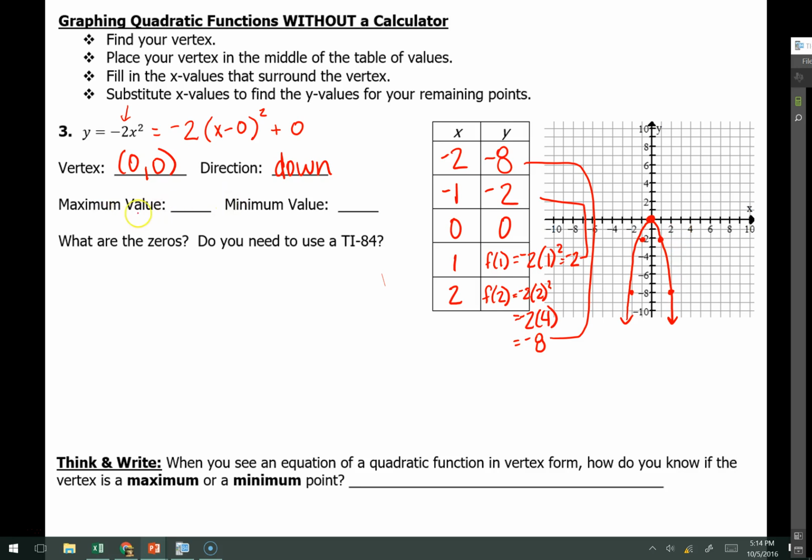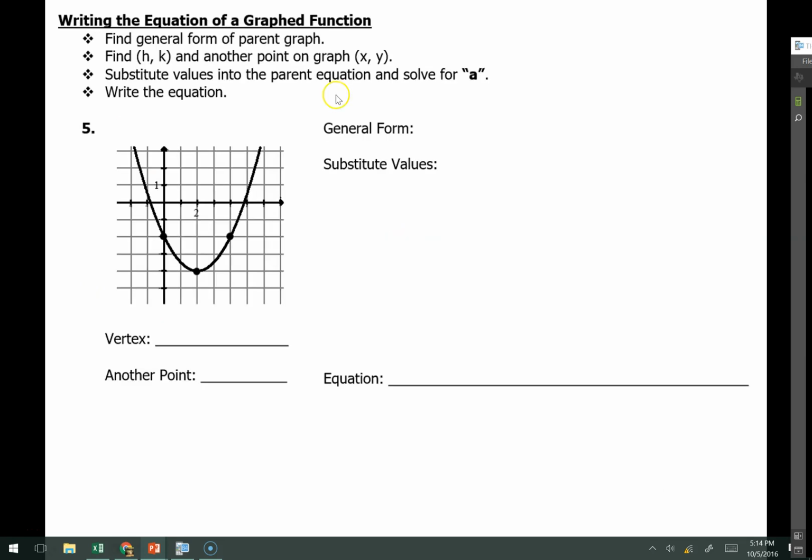All right, so let's talk about mins and maxes. This graph has a maximum value. It has a highest point. So for minimum, I'm going to write NA for not applicable. And for the maximum value, that maximum value on the y-axis is happening where y is 0. So that's my max. For the zeros, remember zeros are x-intercepts. So where do x-intercepts happen? They happen at 0, 0, the vertex, and no, we do not need a calculator to do that.